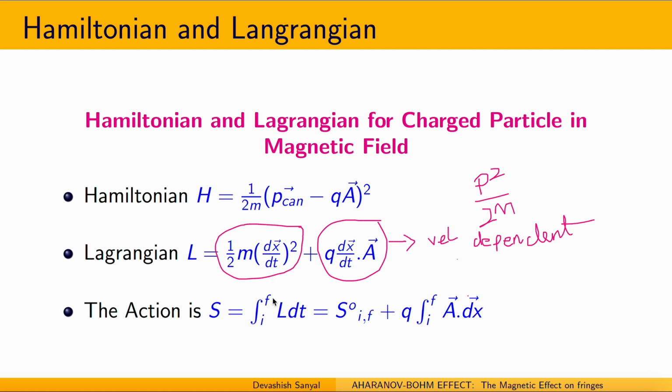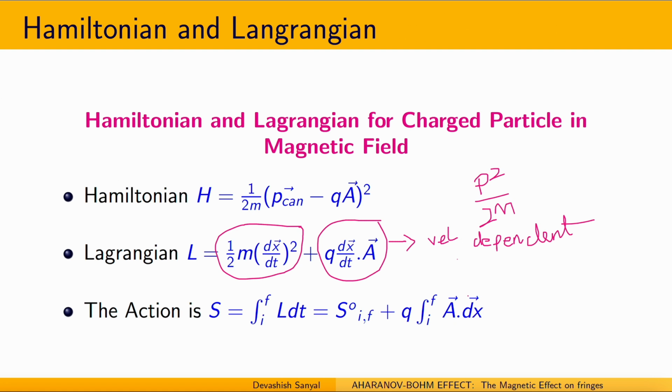So L is a function of the free part and the velocity dependent part. The free part I have written as S0 from I to F, calculated along a particular path starting from I and ending at F, and the second part is the potential part, which we can see easily can be written as the integral from I to F of A dot dx. Right? Since it's L dt, so dx/dt dot A times dt is nothing but A dot dx.